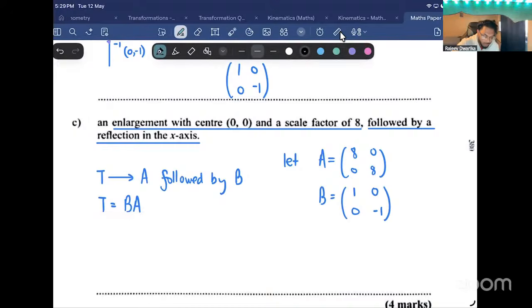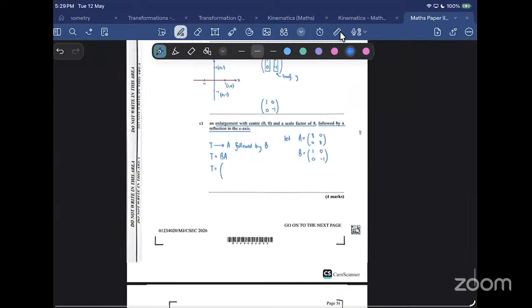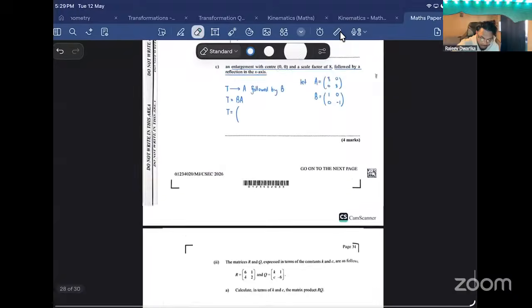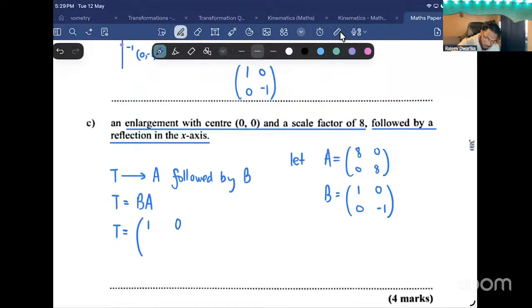All right, quickly, let me do this fast. The last question has some more parts, like 2 more. Okay, I'll finish that. So B is 1, 0, 0, -1, and A is 8, 0, 0, 8.